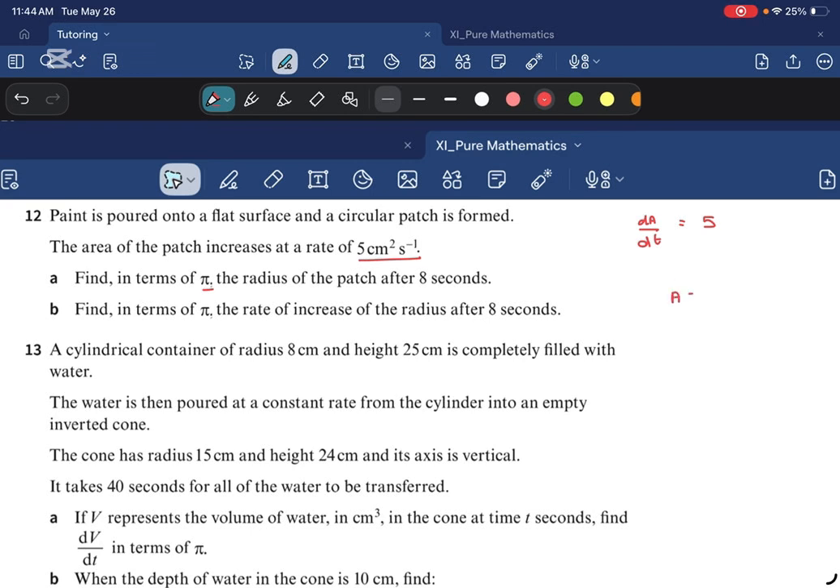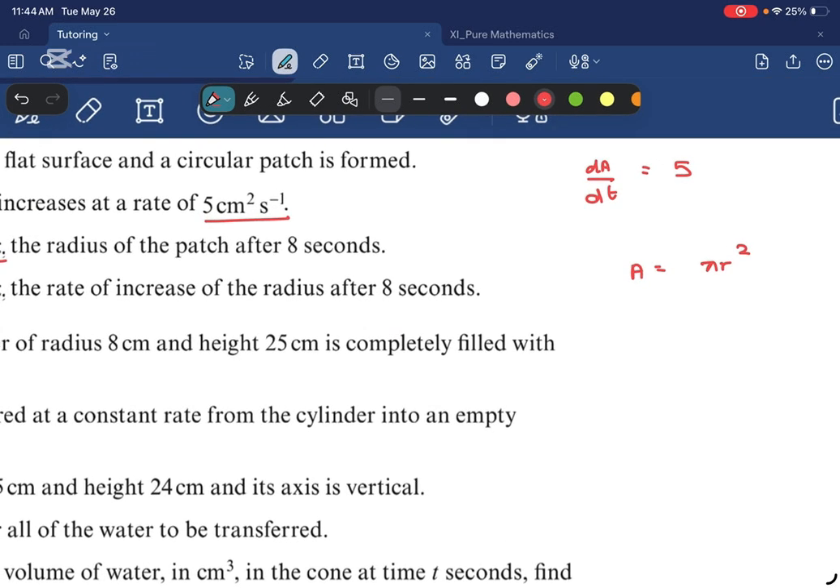So area is equal to pi r squared, right? Area of a circle, circular patch, means pi r squared. So now, let's see.